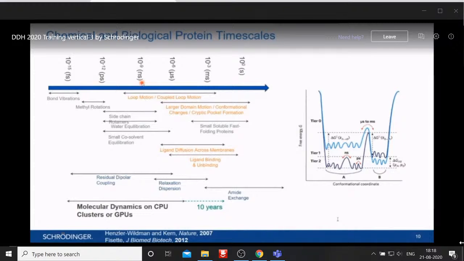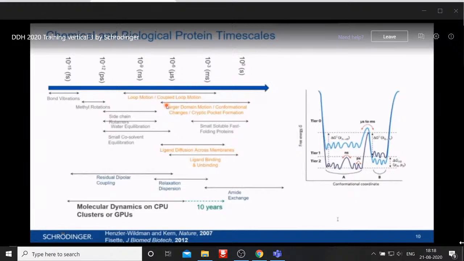Most of the time, if you read papers, you will find that somebody has performed a few nanoseconds or a few hundred nanoseconds of MD simulation. Why do they perform a few hundred nanoseconds? The answer lies here: whoever wants to study loop motion or protein motions, that can be studied at nanosecond level. Or if you want to study drug-protein interaction, that also can be studied at nanosecond level.